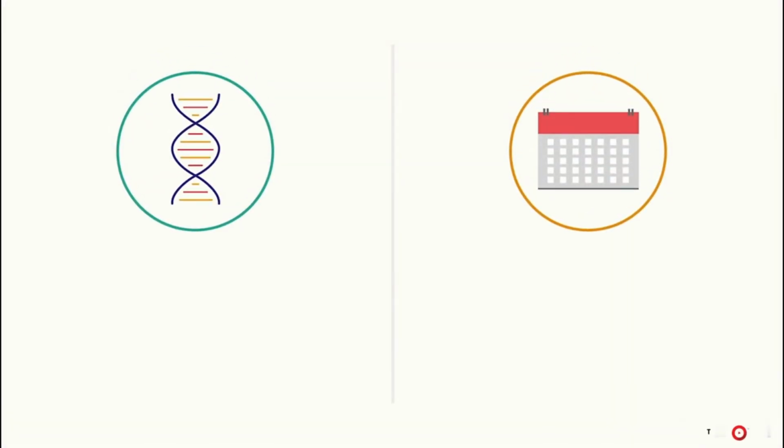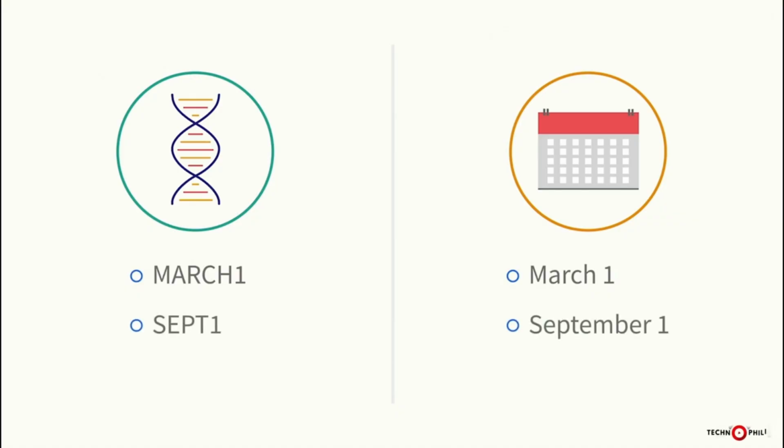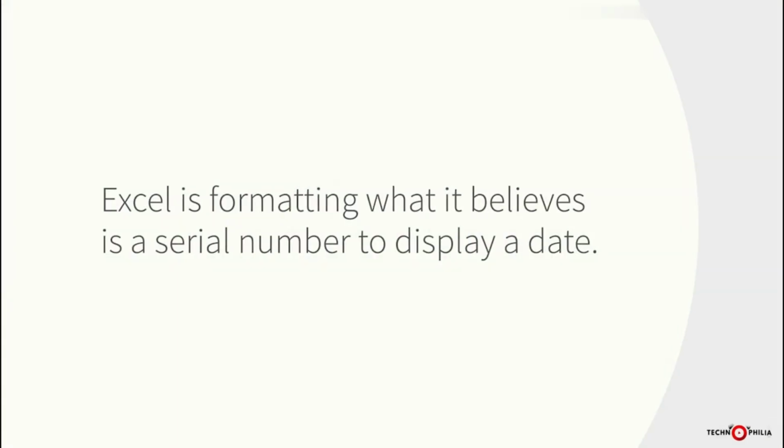Don't worry, it's not just happening to you. The scientists that study human genes have renamed approximately 27 human genes, due to the fact that Excel misread genes like March 1 and September 1 as March 1st and September 1st. What's important to understand is that what Excel is actually doing is it's formatting what it believes is a serial number to display a date. Because of the format, we see the human version of the date. Why? Again, it's because Excel converts dates to serial numbers, so it can use them mathematically.